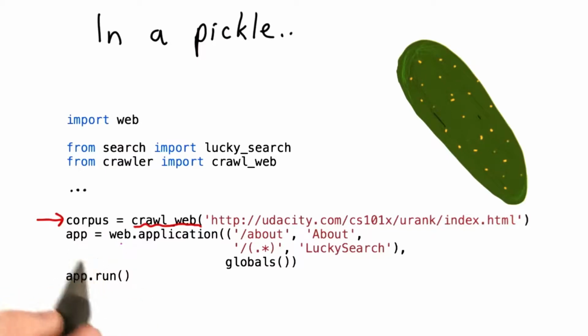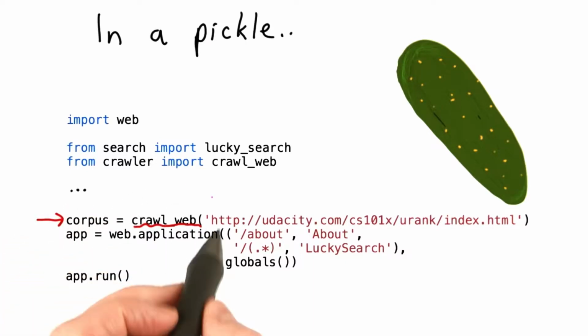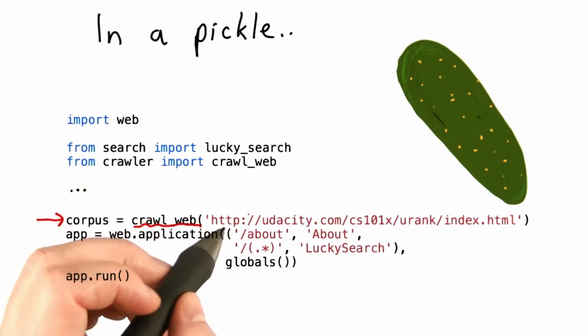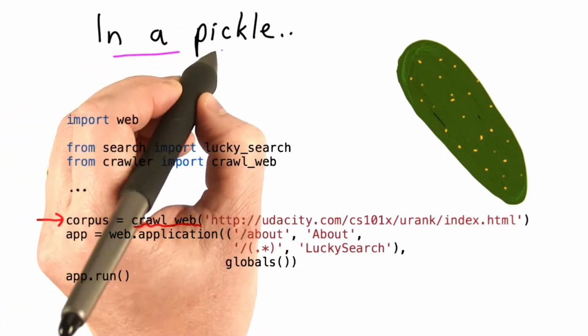So let's get back to the problem we had with our web server. And that's that we don't want to crawl the web every time we start the web application. We want to crawl the web once, store it in a file, read that file, and then be able to start the server without needing to do any crawls.